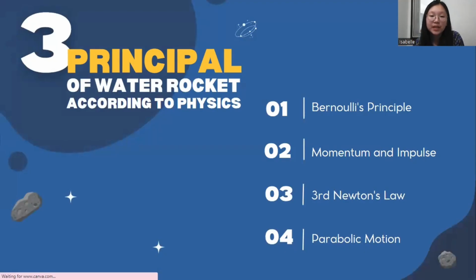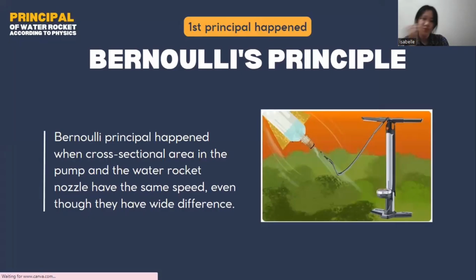So the third topic is about the principles of a water rocket according to physics. The first one is Bernoulli's principle, the second one is momentum and impulse, the third is Newton's third law, and the last one is parabolic motion. This is the first principle that happens, Bernoulli's principle.